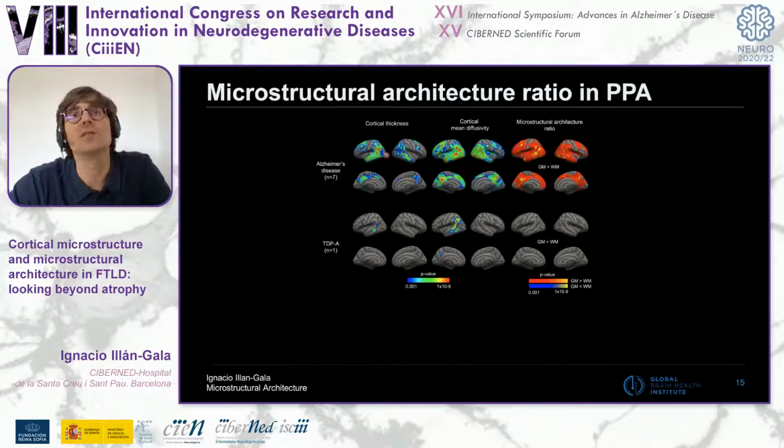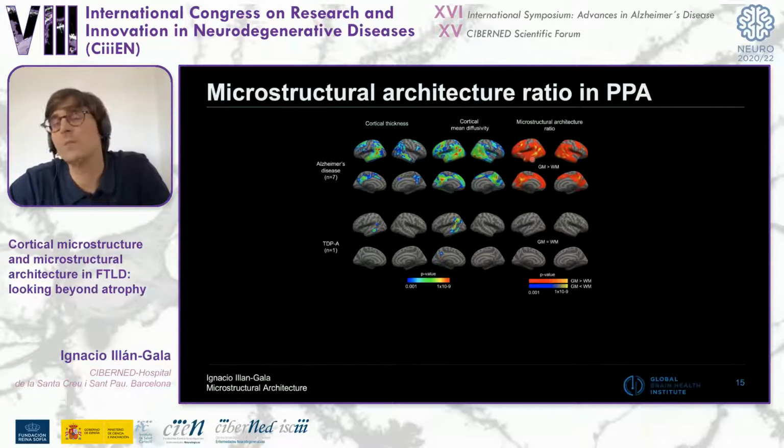We see the expected changes for cortical thickness, widespread changes for cortical mean diffusivity, nothing new until here. But when you look at the ratio combining gray matter and white matter, we see widespread changes that point to a higher microstructure impairment in the gray matter than in the white matter. So in this comparison with controls, we see in red the regions where we have more impairment in gray matter than in white matter.